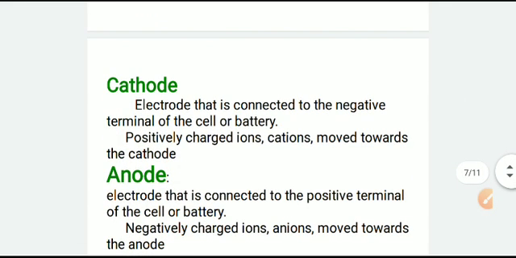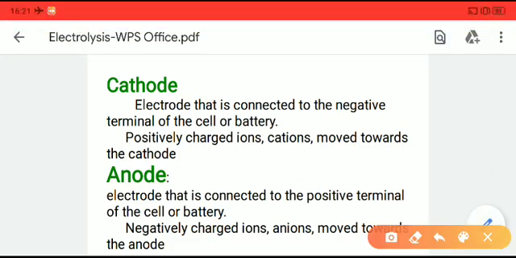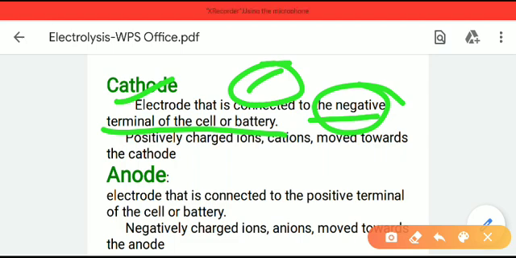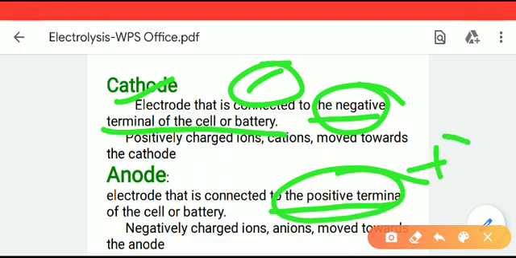What is a cathode? A cathode is the kind of electrode that is connected to the negative terminal of the cell or battery, so it is the negative electrode. And what is an anode? An anode is the electrode that is connected to the positive terminal, so it is positive in nature.